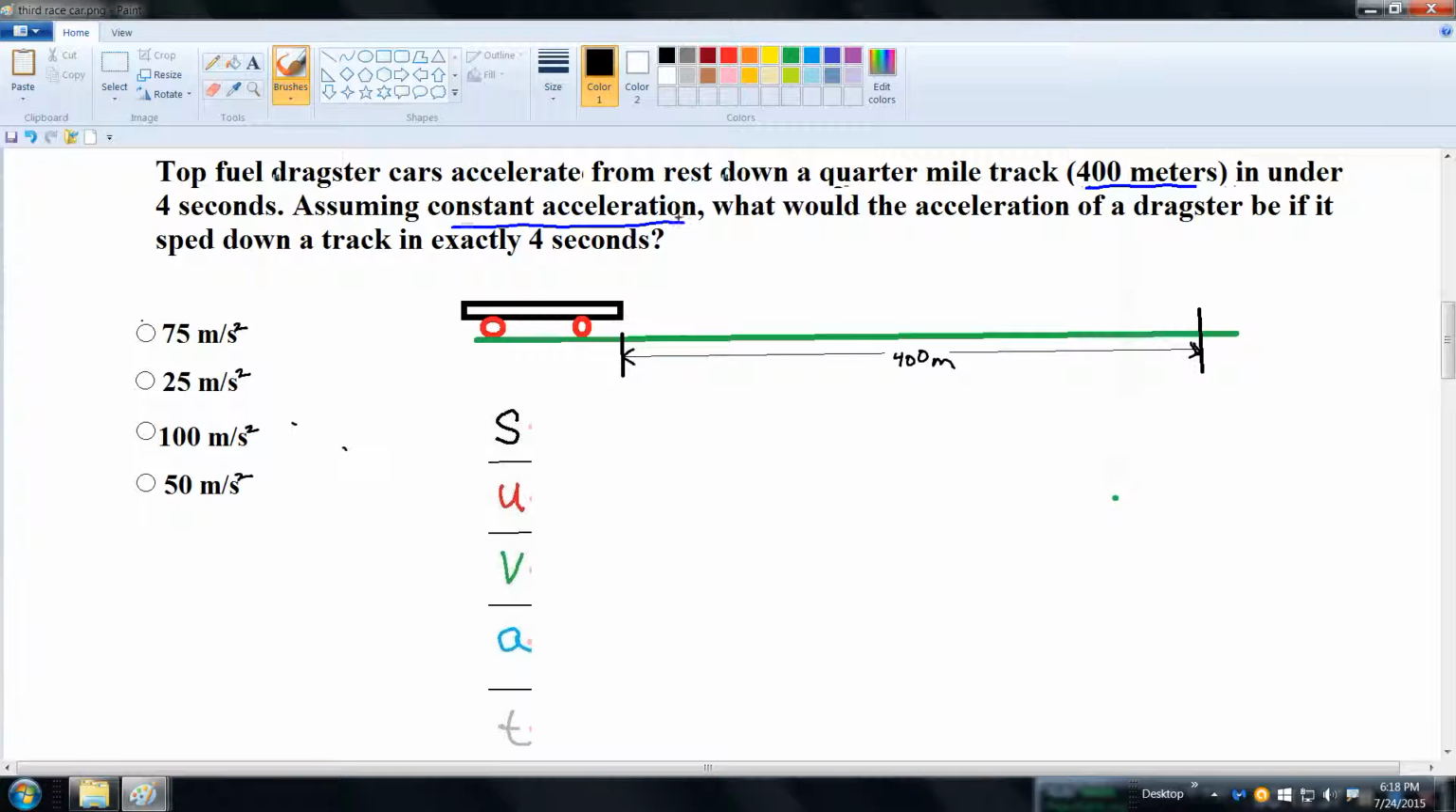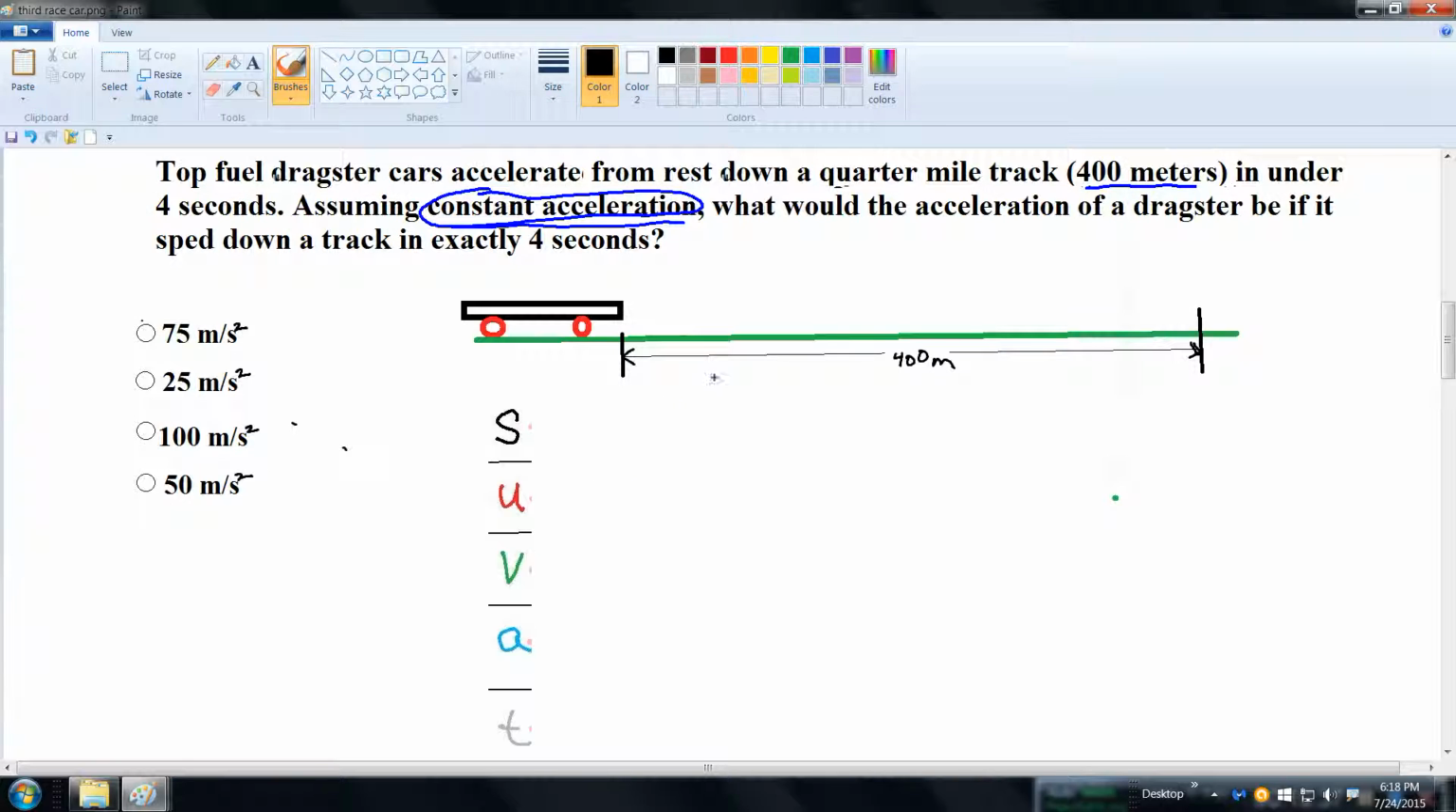Assuming constant acceleration, what would the acceleration of a dragster be if it sped down a track in exactly 4 seconds? Okay, so all the information in this problem is SUVAT kind of information, and the most important thing first is to make sure that we're dealing with a constant deceleration or acceleration. Remember, in the first video I mentioned that SUVAT problems are really only applicable to objects that are under constant acceleration or deceleration. Okay, so let's fill in what we know here.